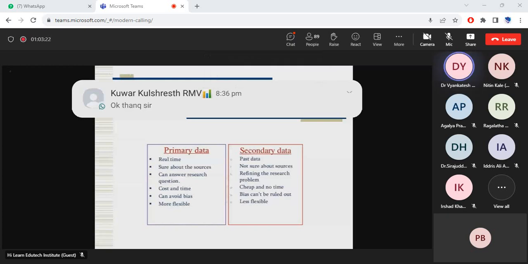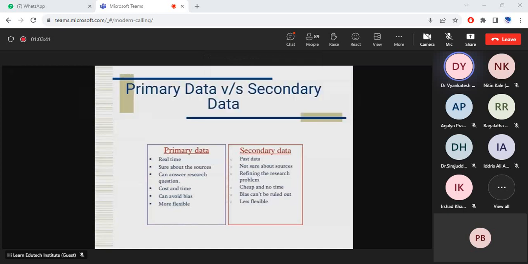Then secondary data concerns: no, we can't avoid bias here, it is ruled out, because the data has already been managed by someone else. We can't have a source of information there, and it is less flexible as compared to primary data. Primary data is more flexible as compared to secondary data.